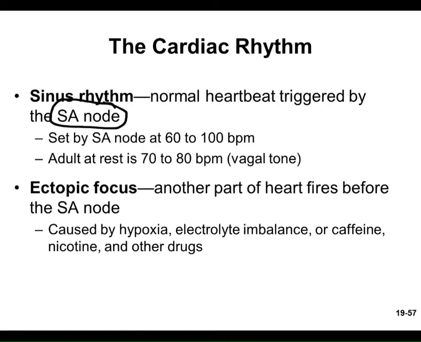That's 60 to 100 times a minute, but the average resting adult's heart rate is between 70 and 80, with 75 being the middle. You'll learn that in the lab. I said 75 is the average. So what I'm saying to you is that the SA node is firing more than your heart rate actually is. And what's slowing down the heart rate?